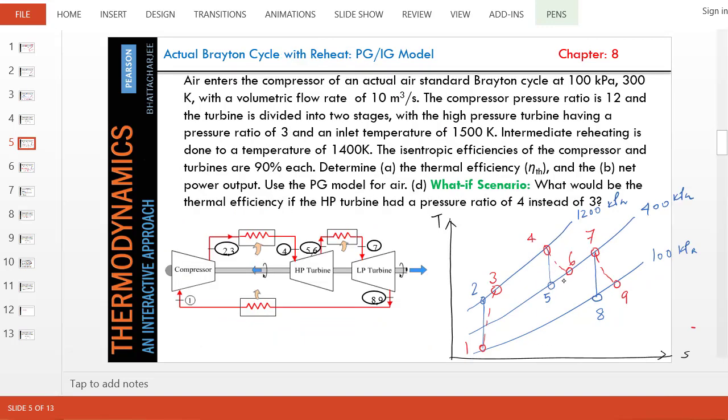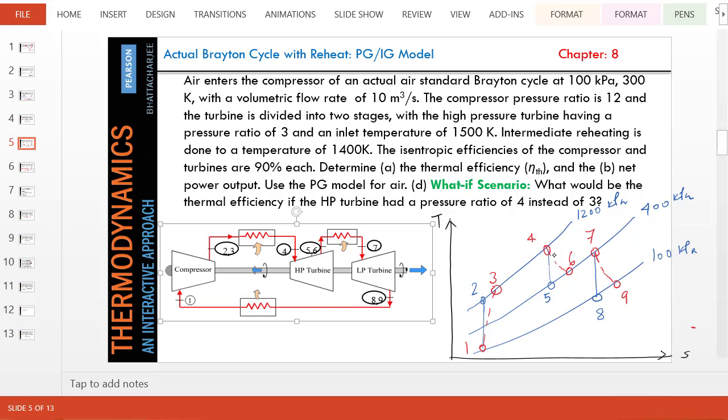So as you can see, the states 5 and 6 will move up to an intermediate pressure because the turbine is split into two different turbines, high pressure and low pressure turbines, and there will be 7, 8, 9. There will be three new states where 7 is our reheat state after raising the temperature by reheat. So the reheat temperature is given in this problem, if you notice, 1400 Kelvin, and that will become crucial in finding this state.